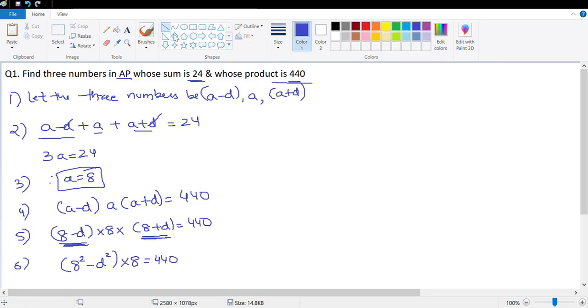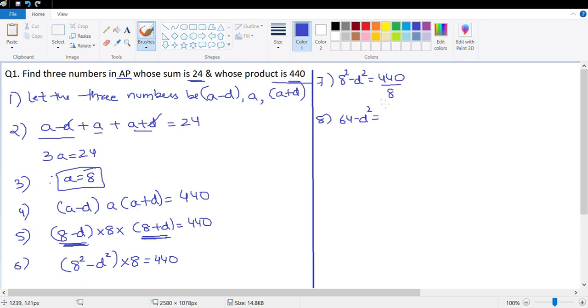Let's divide both sides by 8. What I get is 8 square minus d square is equal to 440 upon 8. This is 8 square, that's 64, minus d square is equal to 55, since 8 into 5 is 40 and 40 again, so it's 55. So 64 minus d square is equal to 55. 64 minus 55 is equal to d square, which gives me 9 is equal to d square. So therefore d is equal to square root 9, which is equal to plus minus 3.